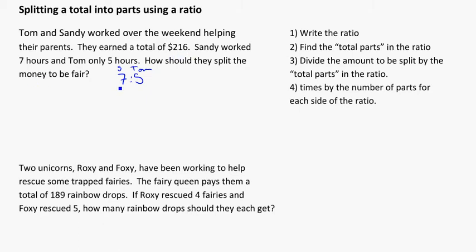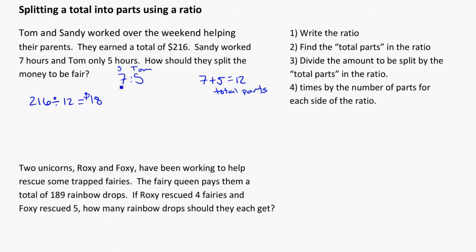So with my ratio of 7 to 5, I'm going to find my total number of parts, which is 7 plus 5, which is equal to 12 total parts. Now from there, I can take the 216 and divide it by 12 to figure out how much each part would be worth. So 216 divided by 12, and we get 18. So there's $18 for every one part.